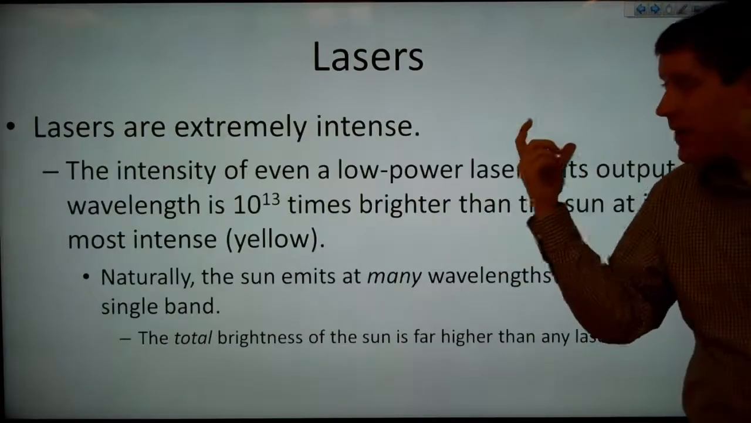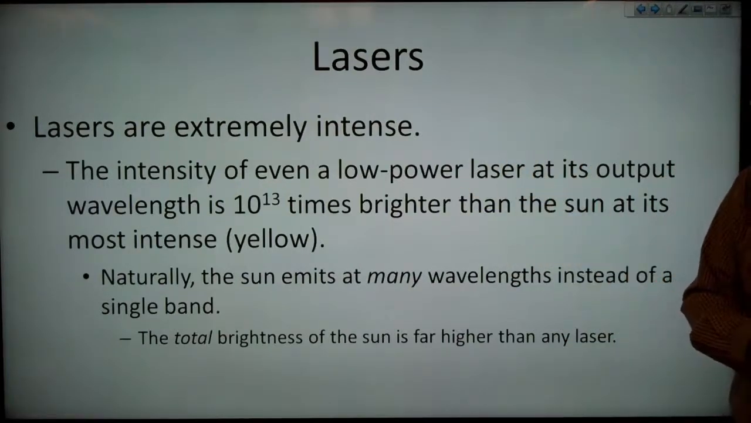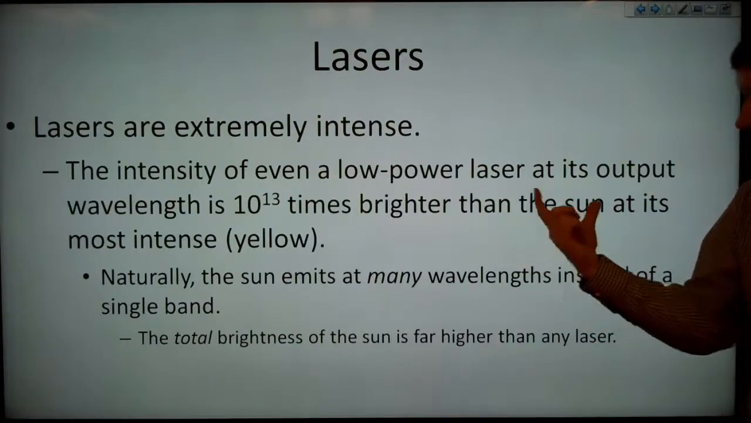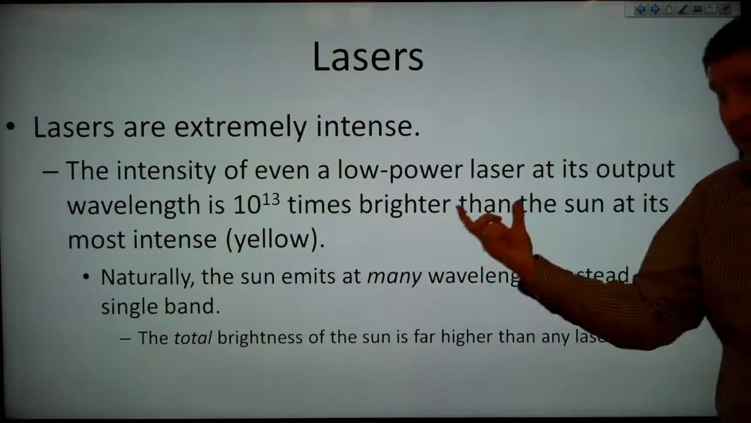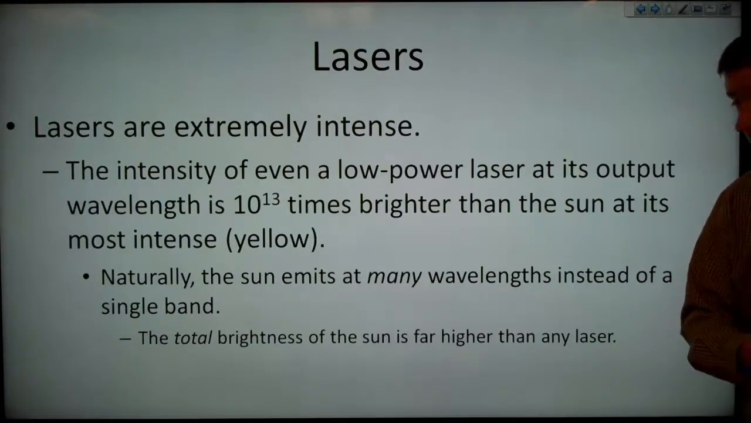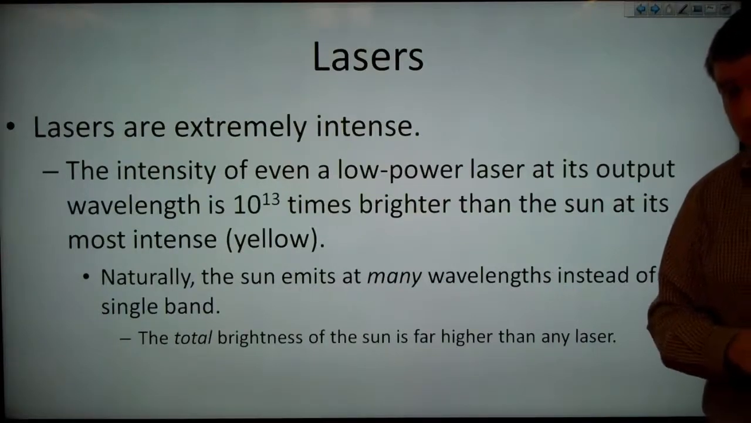Again, lasers are incredibly intense. The intensity of even a very low power laser at its output wavelength is 10 to the 13 times brighter than the sun at its most intense wavelength. Now, naturally, the sun emits at very many wavelengths instead of just a single wavelength, which means that the total brightness of the sun is far, far higher than even our most powerful lasers are.